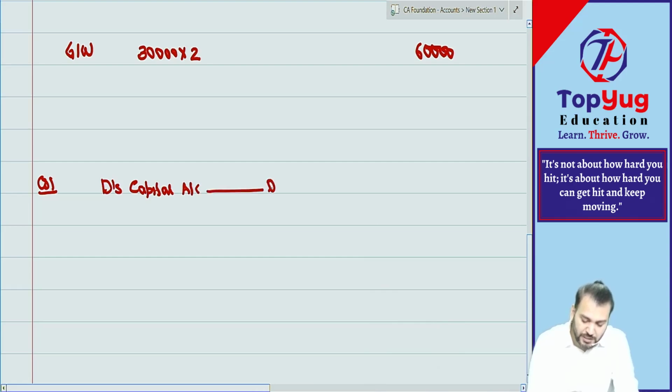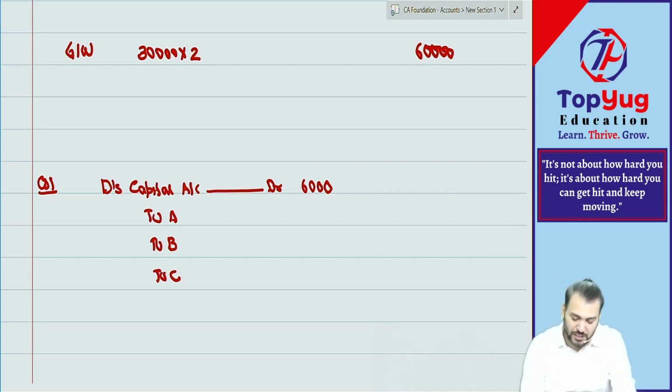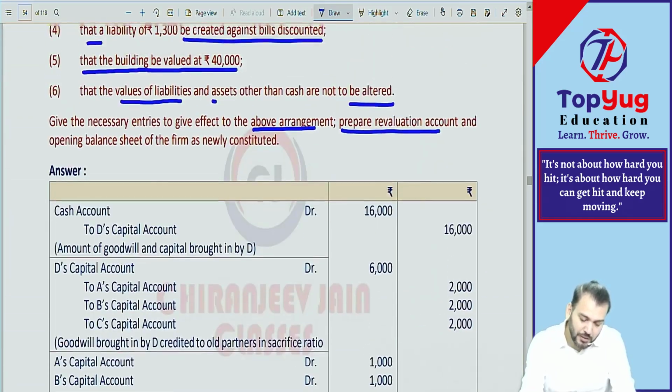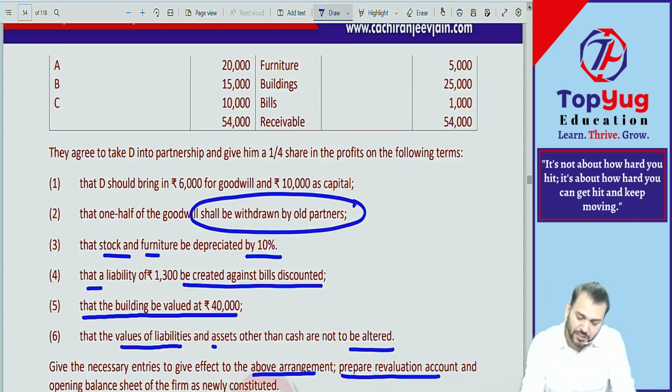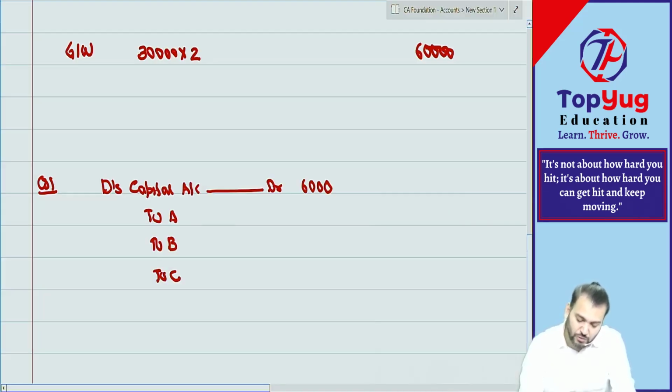How much goodwill is he bringing? So can you see this is his share of goodwill? Now this should be allocated to A, B and C in which ratio? Sacrificing ratio. Whether the sacrificing ratio is given, whether the new PSR is given? It means the sacrificing ratio will be equal to the OPSR. So they were equal partners, meaning 1 is to 1 is to 1.